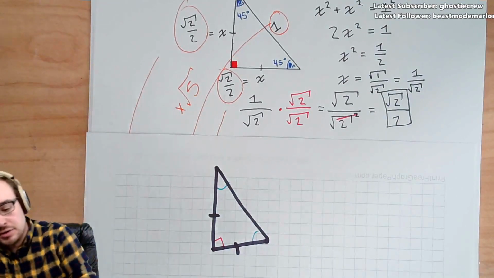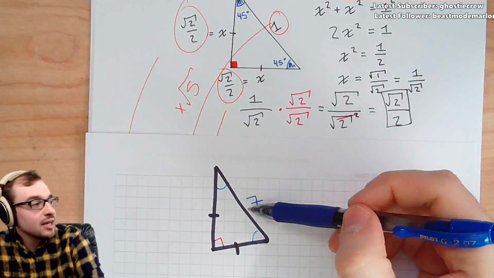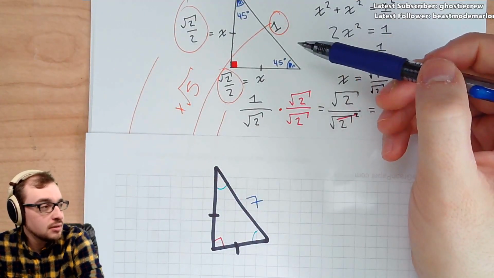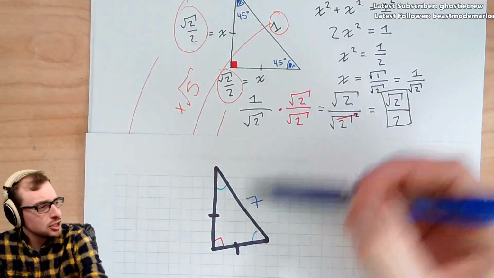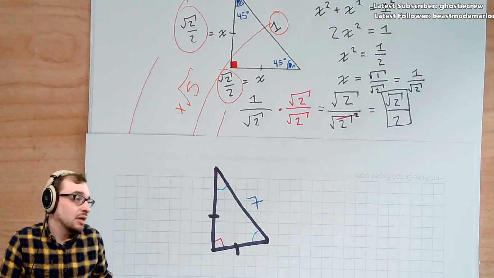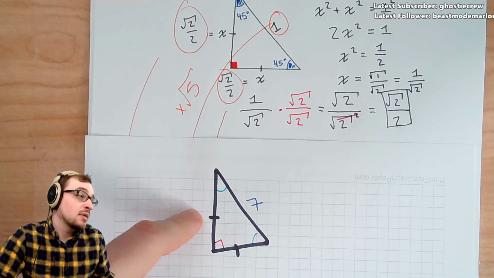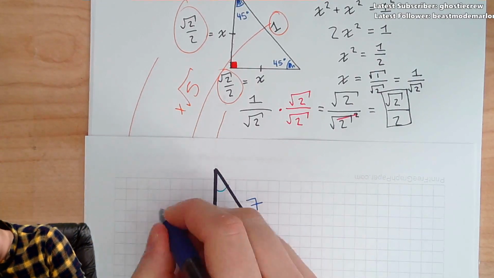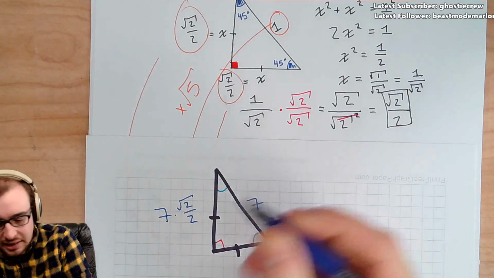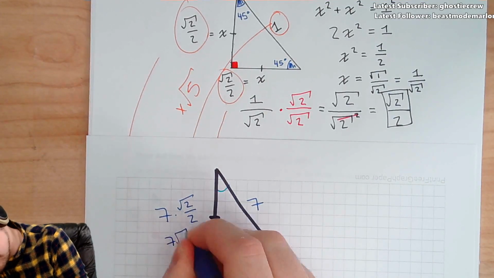If I knew the hypotenuse was 7, well, then I know that this triangle is 7 times bigger than this one, right? Because that has a hypotenuse of 1. So it's the same triangle, just 7 times bigger. So what I would do is multiply these guys by 7 as well. 1 times 7 gets me 7. So root 2 over 2 times 7 is going to get me my answer here. Well, 7 times root 2 over 2 is just 7 times root 2, which is 7 root 2.